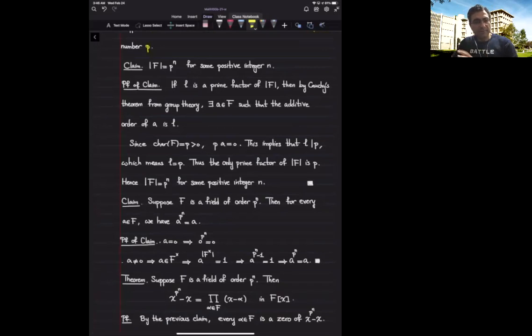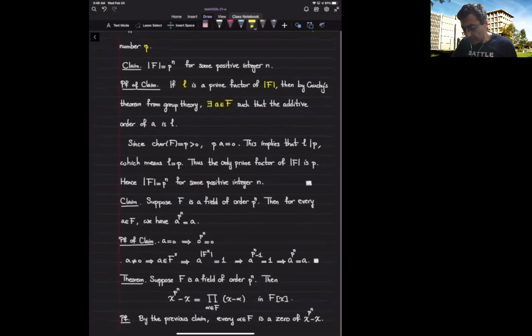Suppose L is a prime factor of the cardinality of the order of this field F. Then, by Cauchy's theorem from group theory, we do know that if a prime number divides the cardinality of a finite group, then I can find some element that has that order. So if I consider the additive structure of this field, which is an abelian group, because L is a prime factor of the cardinality of this abelian group, I can find some element inside this field that has additive order equal to L.